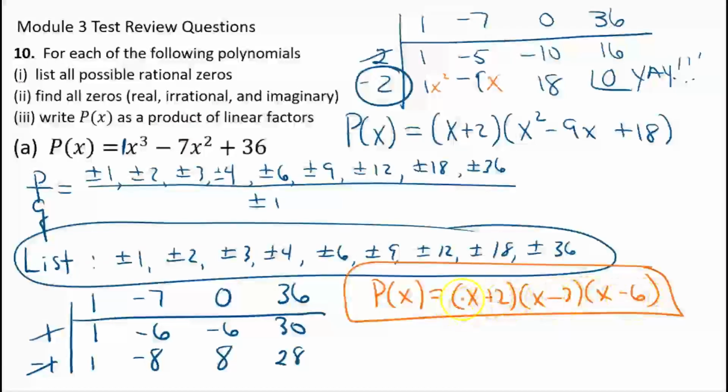This is what we call a product of linear factors, because they're linear because they're all x to the first power, and they're factors because they all multiply together to give you the original polynomial.